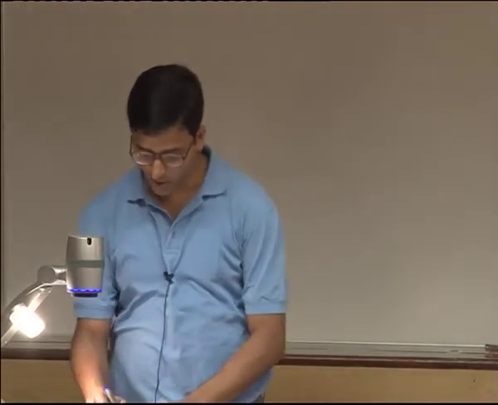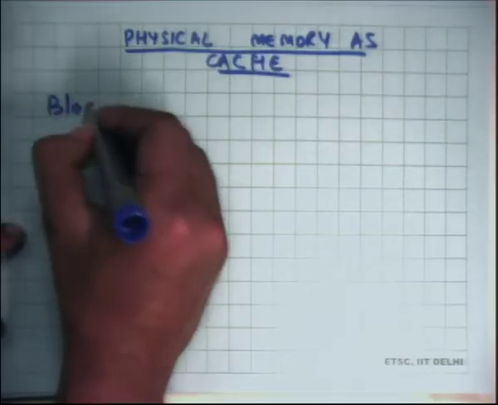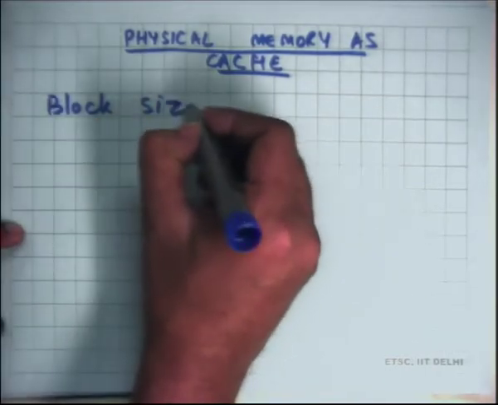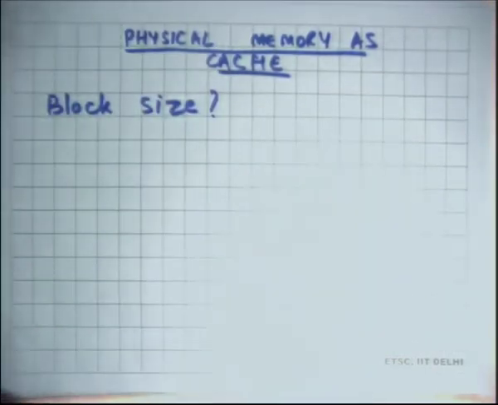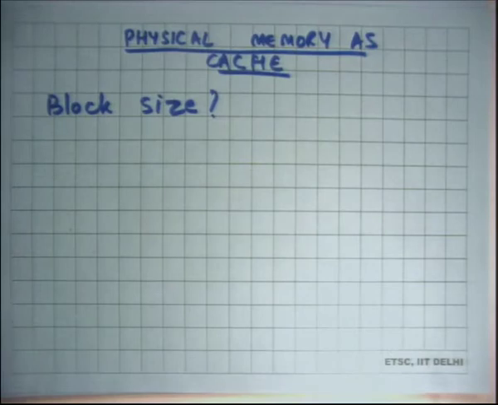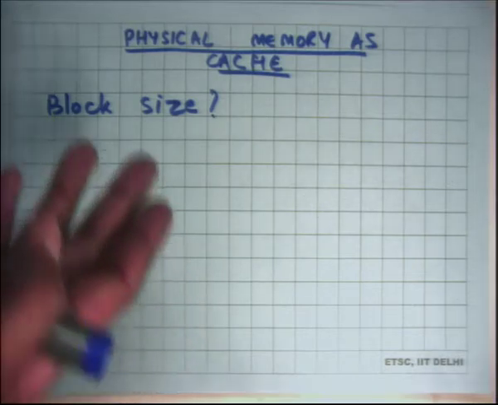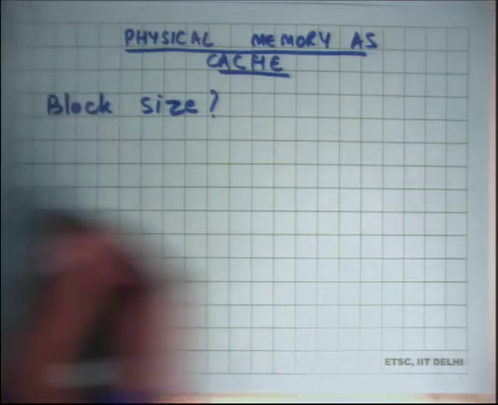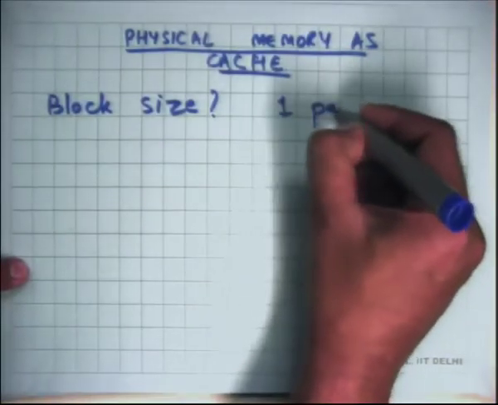For example, what is the block size? By block size, I mean what is the unit of data which is cached, the smallest unit of data that is cached. For an L1 cache, for example, it will be a cache line which is 16 to 64 bytes depending on your architecture. But for this, what is the block size? 1 page.